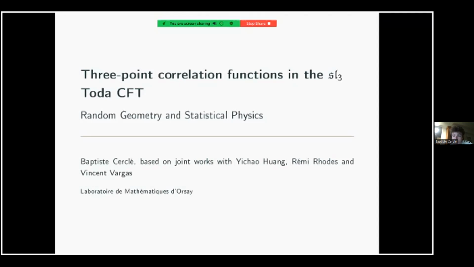using a probabilistic framework. This talk will be based on a series of works together with Rémi Rhodes and Vincent Vargas, as well as Yishao.